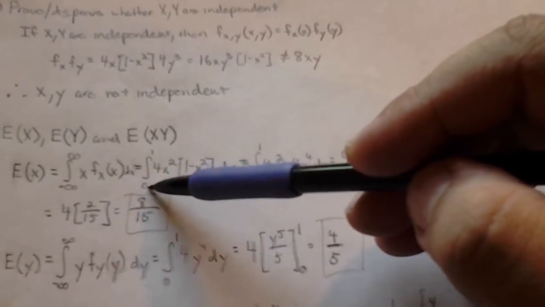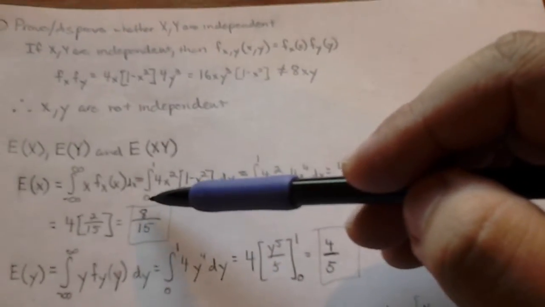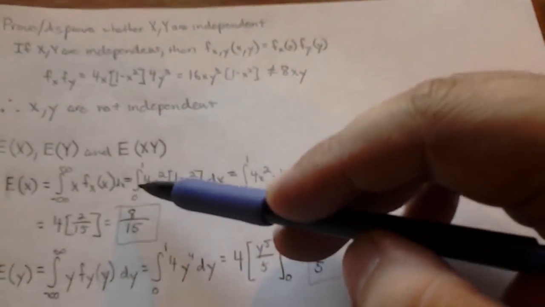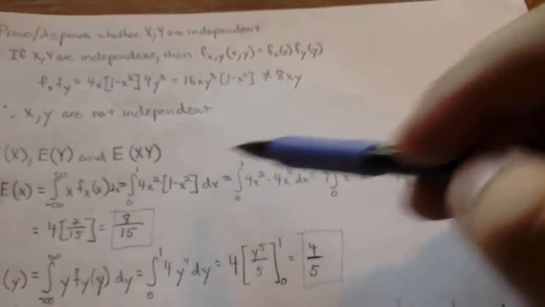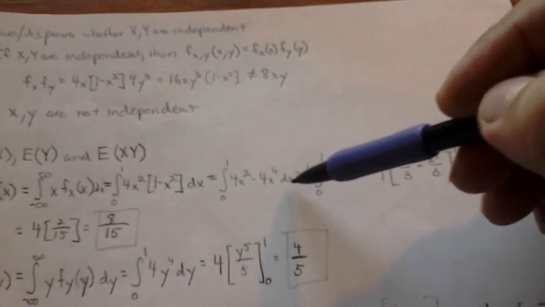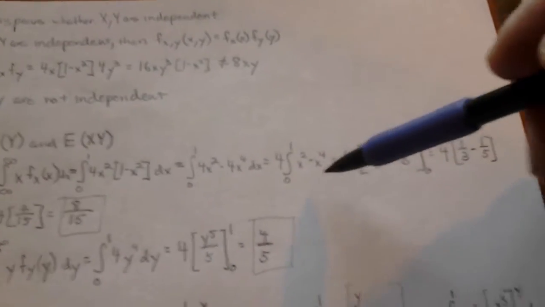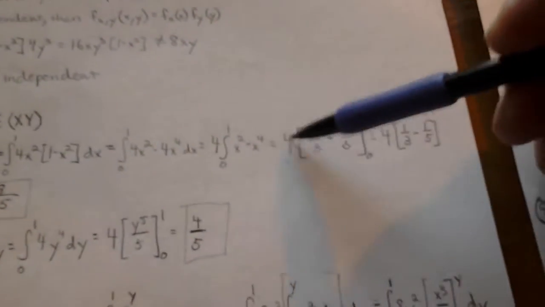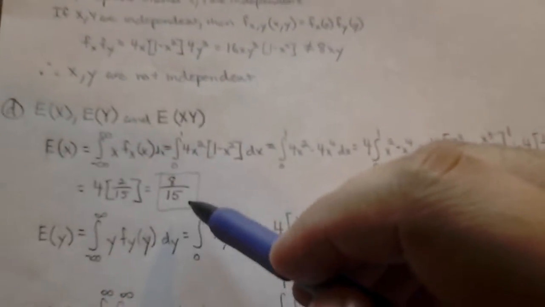We do our arithmetic right here. We factored in the x right here. We're going to integrate from 0 to 1 because that's our entire region on the x-plane. We do our arithmetic, multiply out, and take out a 4. We can see how the integral breaks down into x to the third over 3 minus x to the fifth over 5 from 0 to 1. That's 1/3 minus 1/5, all times 4. And we get 8 over 15 for the expected value of x.